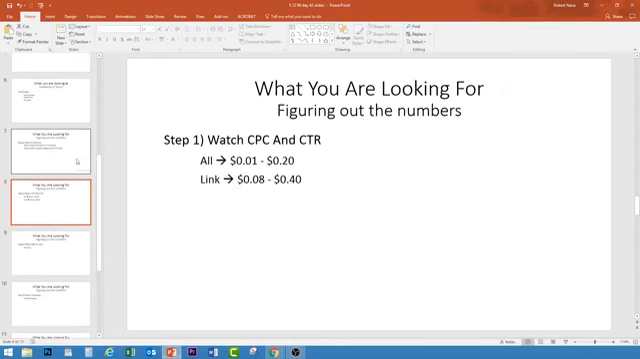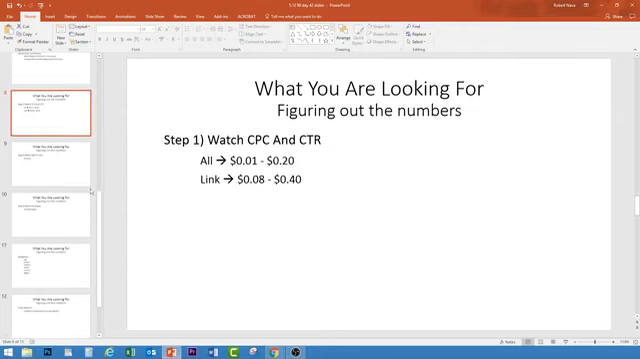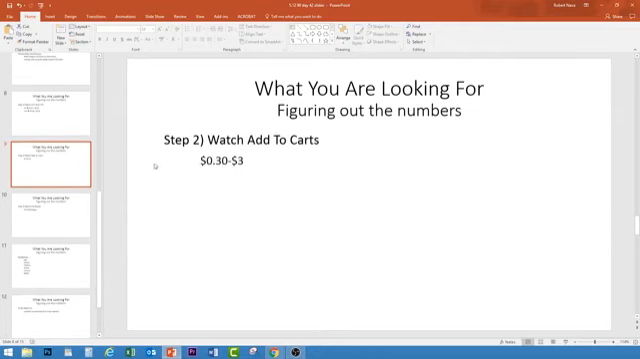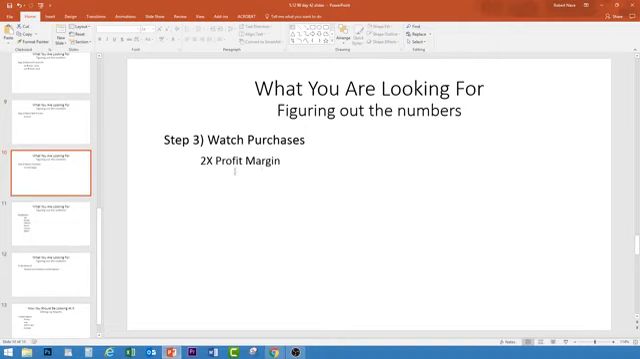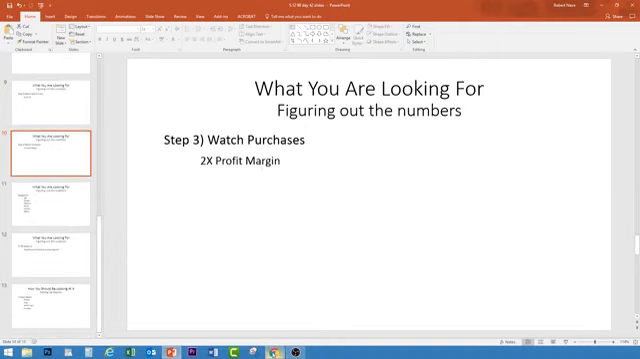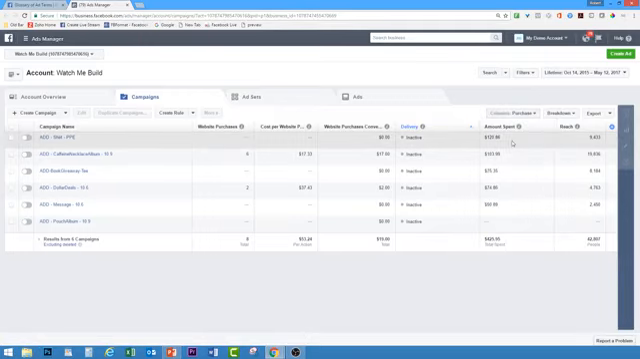You want to pay attention to step 1. You want to pay attention to your clicks, right? And then on step 2, you want to pay attention to your Add to Carts, and then on step 3, you want to pay attention to your sales. Okay, so now we got those set up. Let's just spend a few minutes now actually looking at reporting.